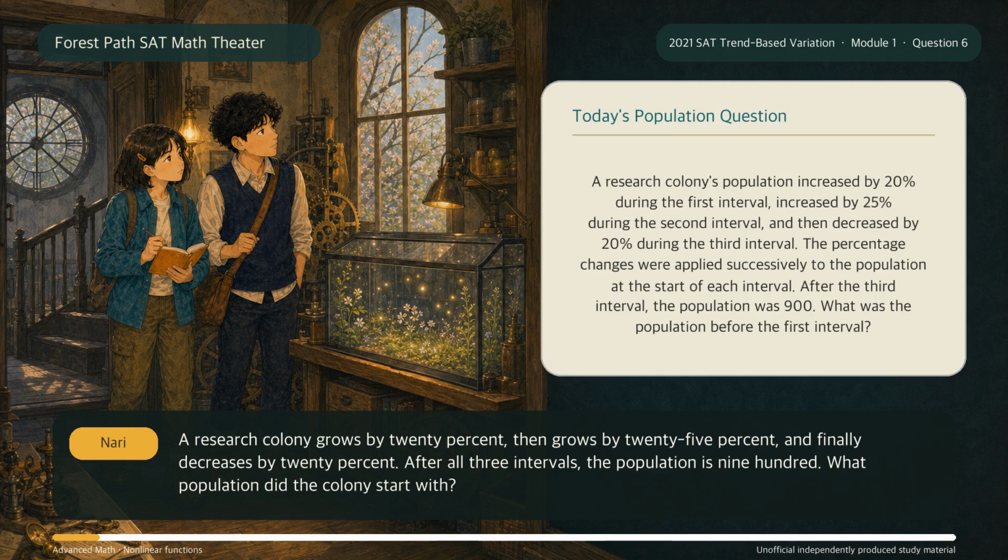A research colony grows by 20%, then grows by 25%, and finally decreases by 20%. After all 3 intervals, the population is 900. What population did the colony start with?